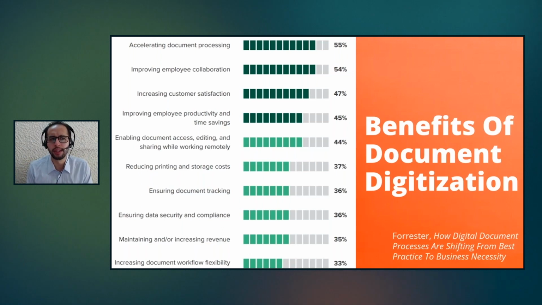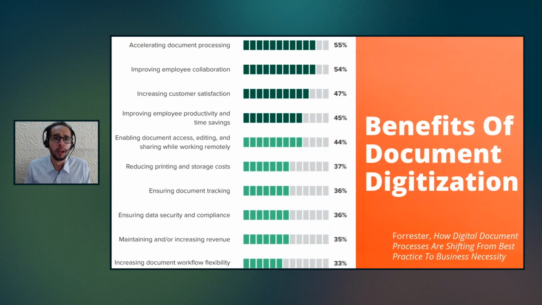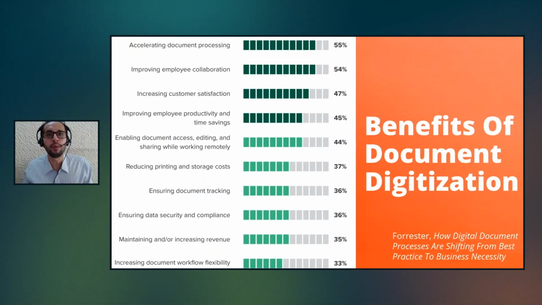I am not going to go into all the details of all of them, but at least I want to highlight the first three because I believe they are really important and will help us understand why this is so important. From this study, they realized that the main benefit, the one that got the highest score in terms of business benefits, was accelerating document processing. So what will happen if we don't have documents digitized? If all our documents are still paper-based?